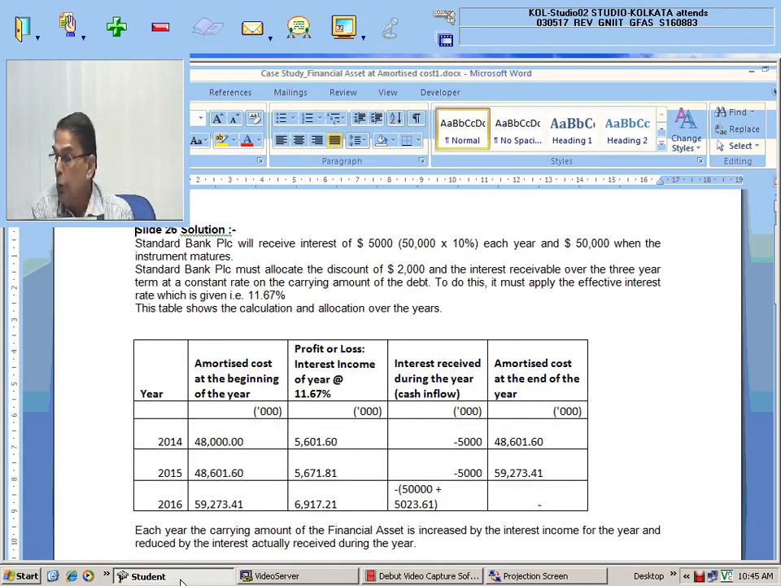Okay. In 2014, the amortized cost of the loan at the beginning of the year was 48 million. That is the cost at which the loan was purchased. So on 48,000, interest income at 11.67% is 5,601.60, but the interest actually received during the year is 5,000. So the difference adds up to the amortized cost. The amortized cost goes up to 48,601.60 at the end of the first year.